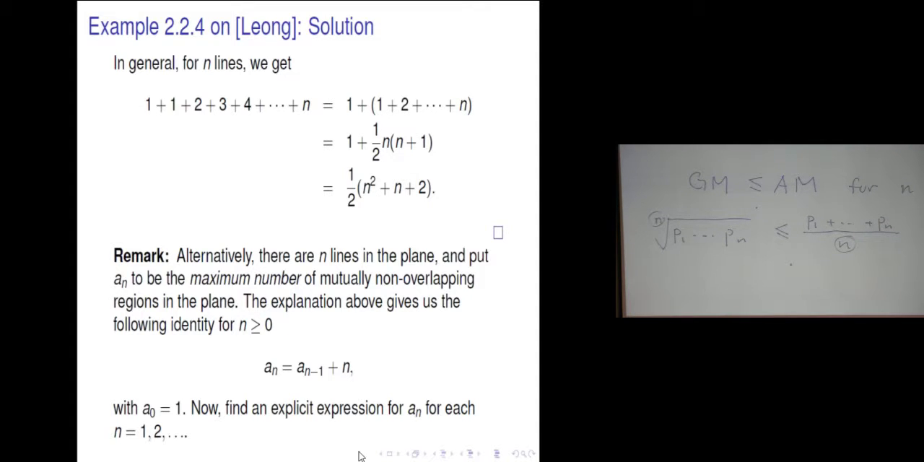Now the question is, what did I do? How do I show this? So what I did is this. Here's a number line, right? I start from n equal 2. I check n equal 2, and this is true.